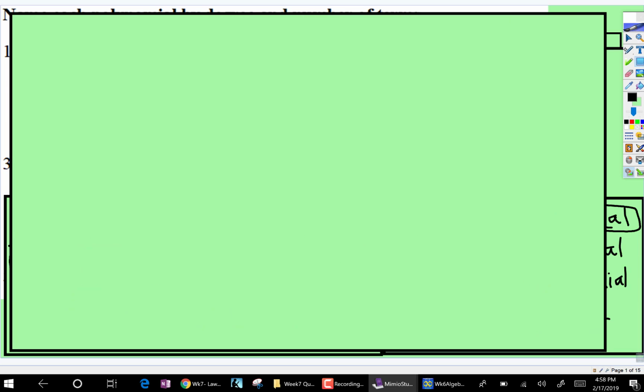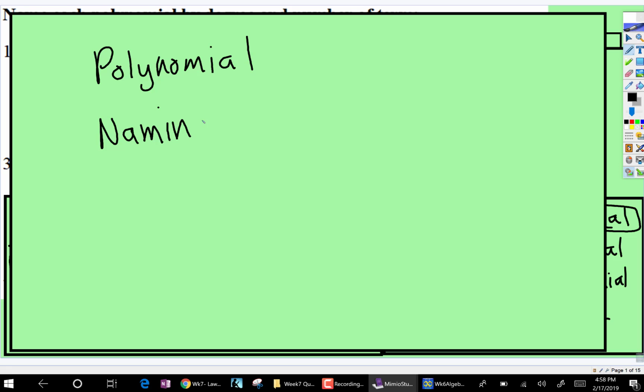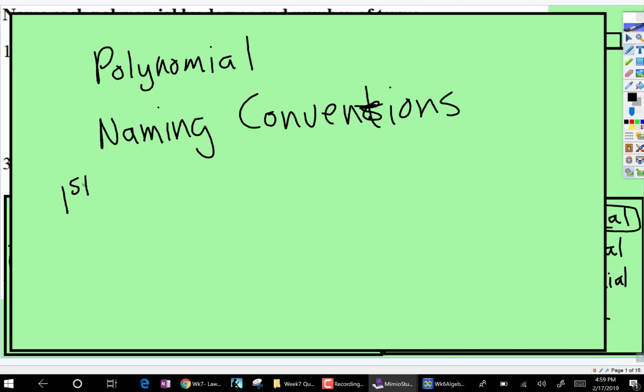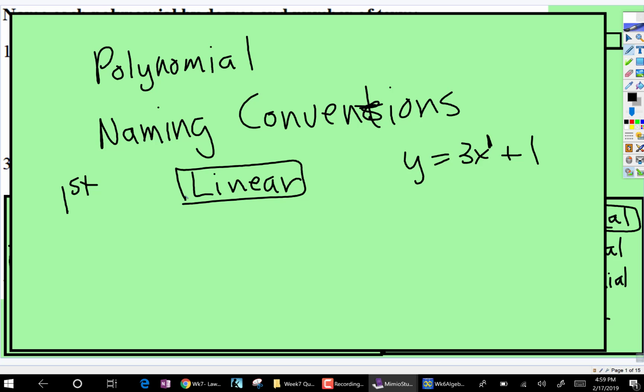So let me do this. Polynomial naming conventions. So if it's a first degree, we're going to call that a linear, right? So if you had y is equal to 3x plus 1, that's to the first power. Oh yeah, that's a linear equation.